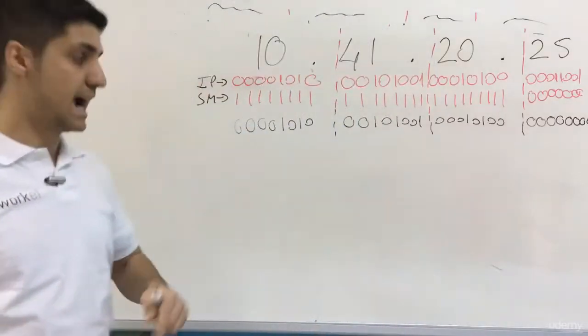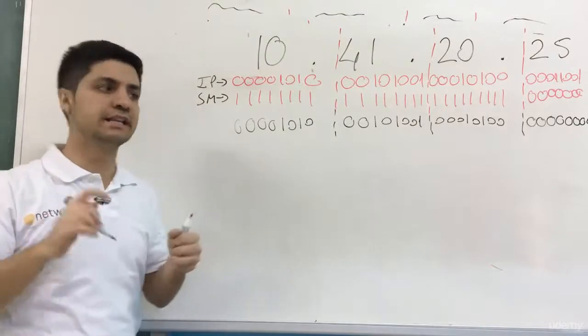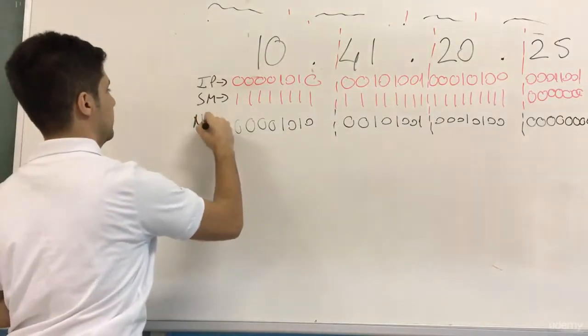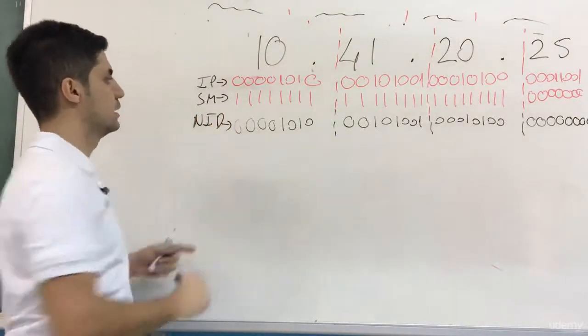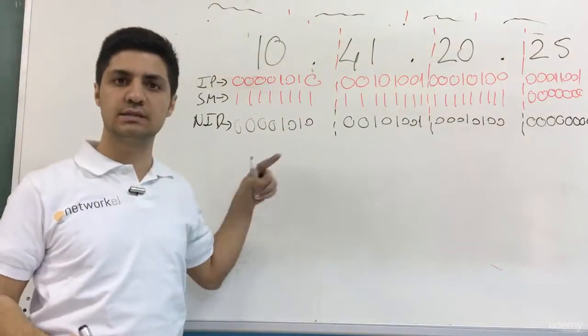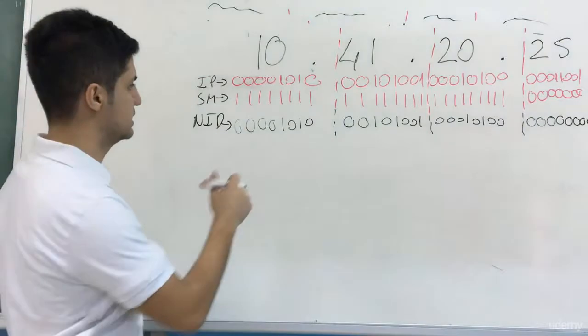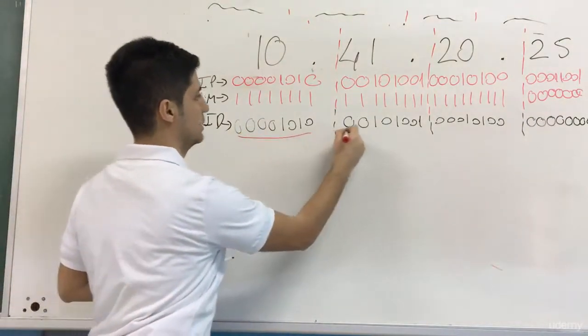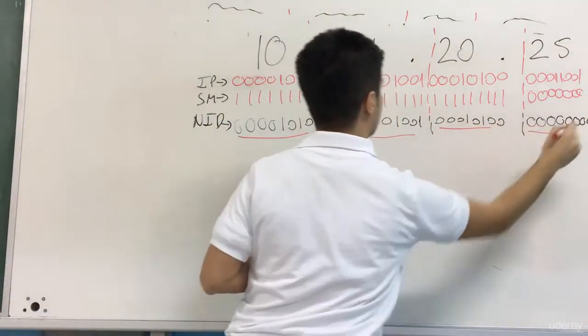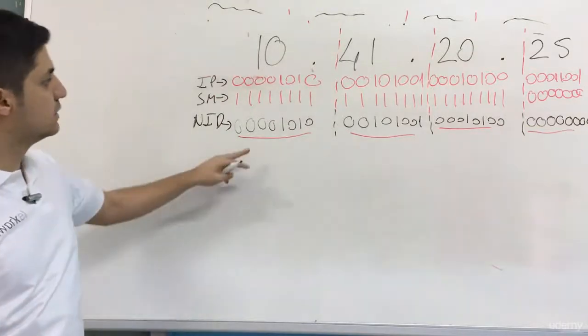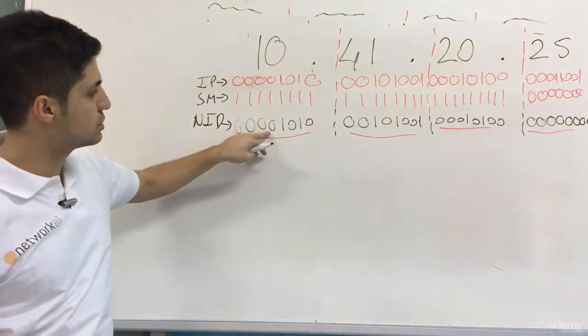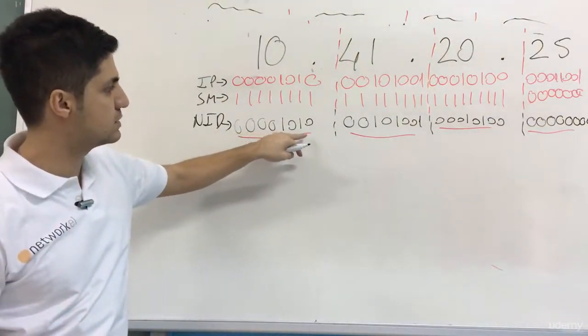All right, I got my network ID right now. This is my network ID. I need to convert this one to the decimal format right now. As you can see, I have 4 portions again. The first portion is 0, 0, 0, 0, 1, 0, 1, 0.